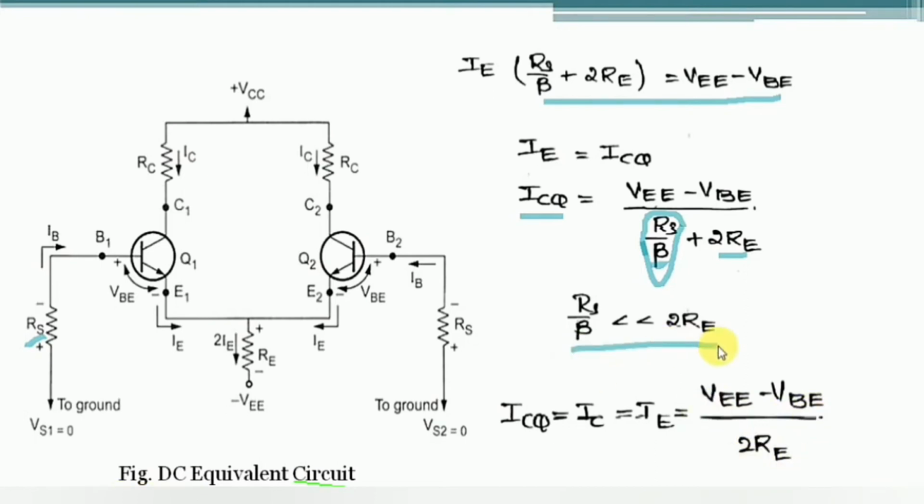So this condition is valid only in two cases. First case is if there is no source resistance given in the circuit, and the second case is whenever they mention that the beta value is very high, in that case we have to neglect this term Rs by beta. Why? Because since beta is very high, 1 by beta value will be very less, and this value is always less compared to 2Re. So simply we are ignoring this term Rs by beta.